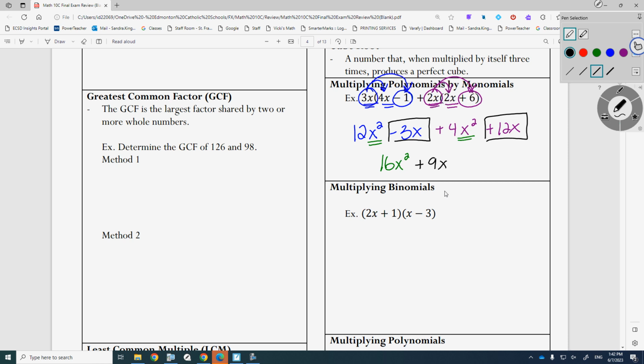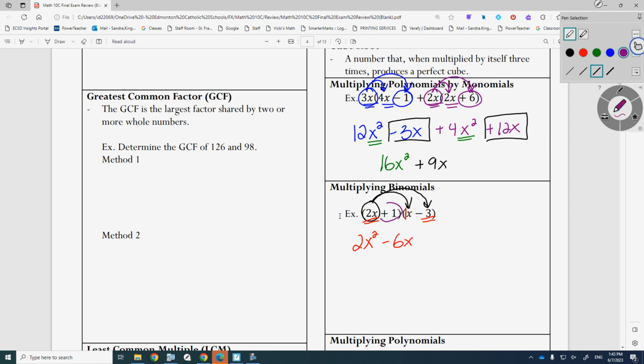Okay? When we're multiplying two binomials, how we do that is you circle the first term of the first bracket and you distribute that term into the second bracket. I'm going to put the invisible 1 in front of the x here. 2 times 1 is 2, and x times x is x squared. Then I'm going to multiply 2x times negative 3 to give me negative 6x's.